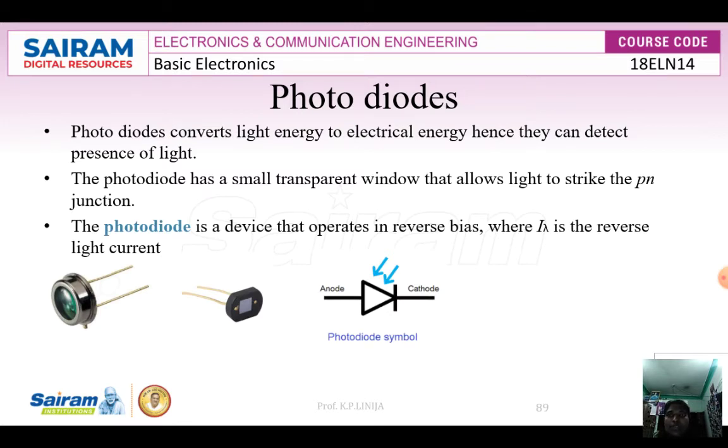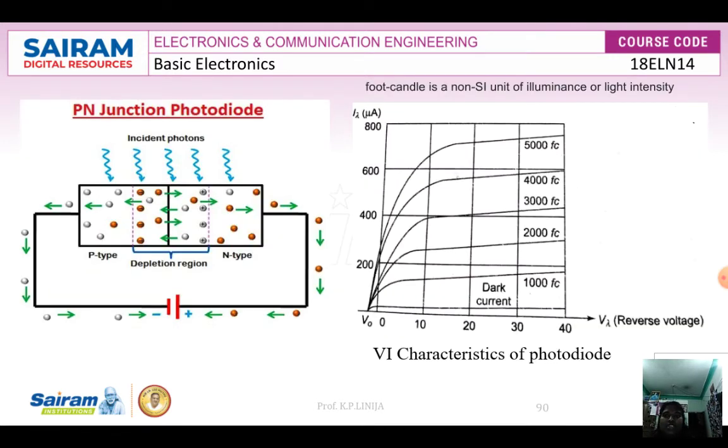Due to the reverse biasing, the depletion region will become wide. Therefore, when the photons of light strike the depletion region, they give some energy to the ions and generate electron hole pairs. Okay, now the number of electron hole pairs depends on the intensity of the light. So this was very clear.